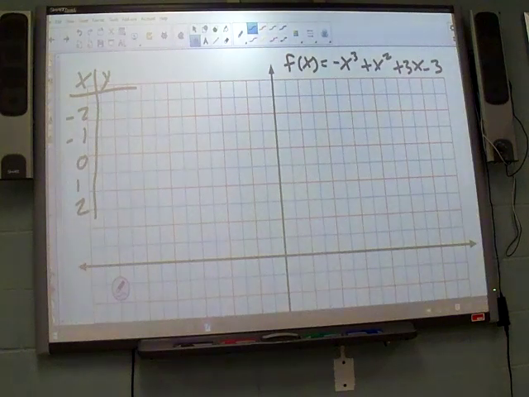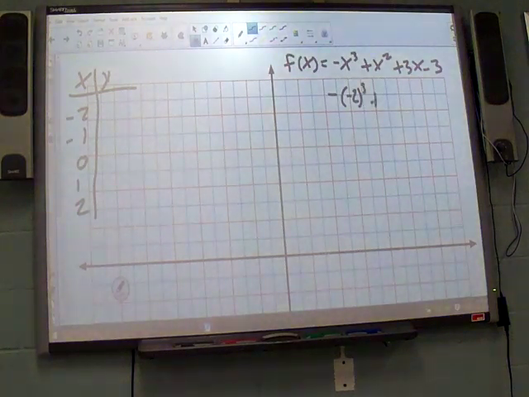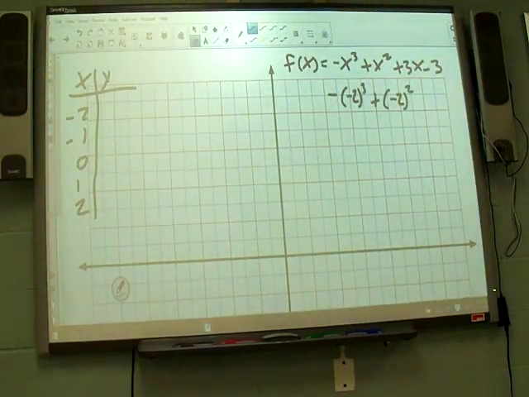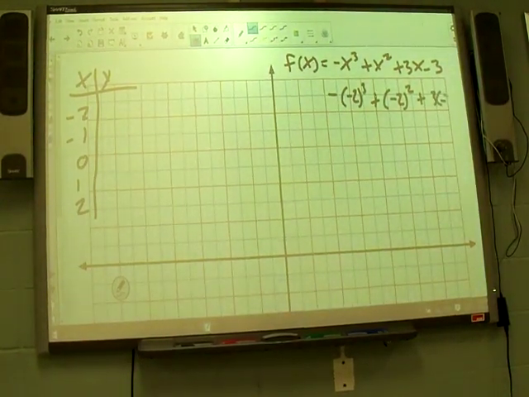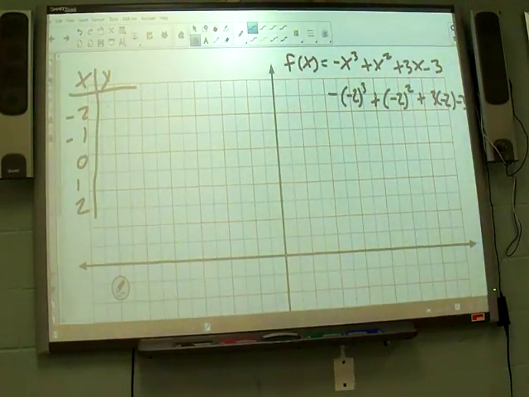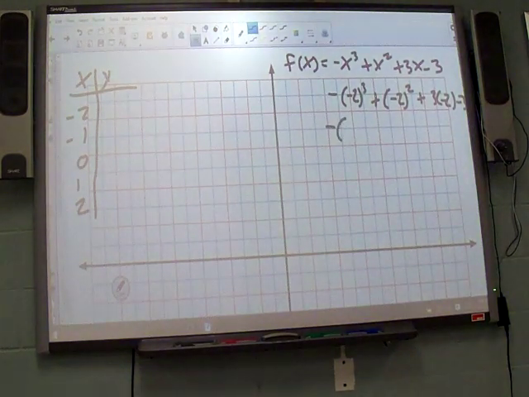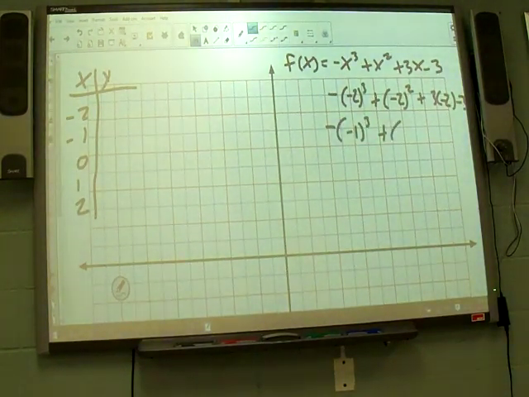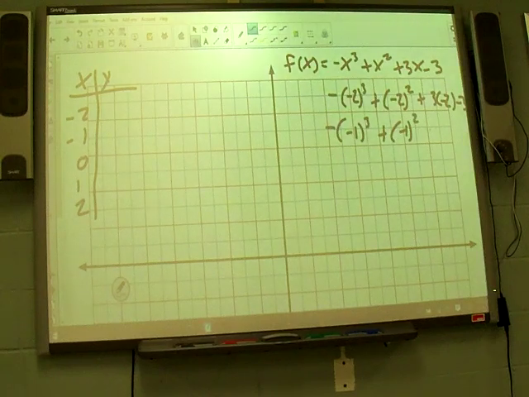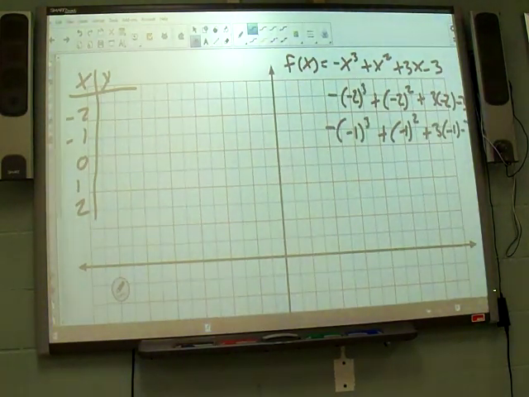Okay, so what I want you to do right now, you're going to have -2 cubed plus -2 squared plus 3 times -2 minus 3. You're going to get an answer for that, and that'll go right there next to the -2. Then you're going to do the same for -1. It's a lot of work. And you haven't even started yet. It's a -3 on the end. And you're going to do the same for your 0.